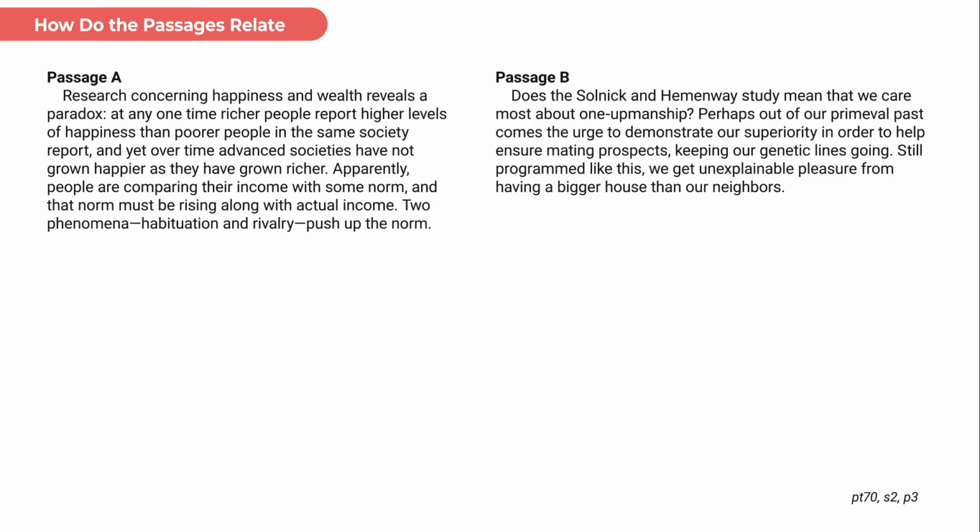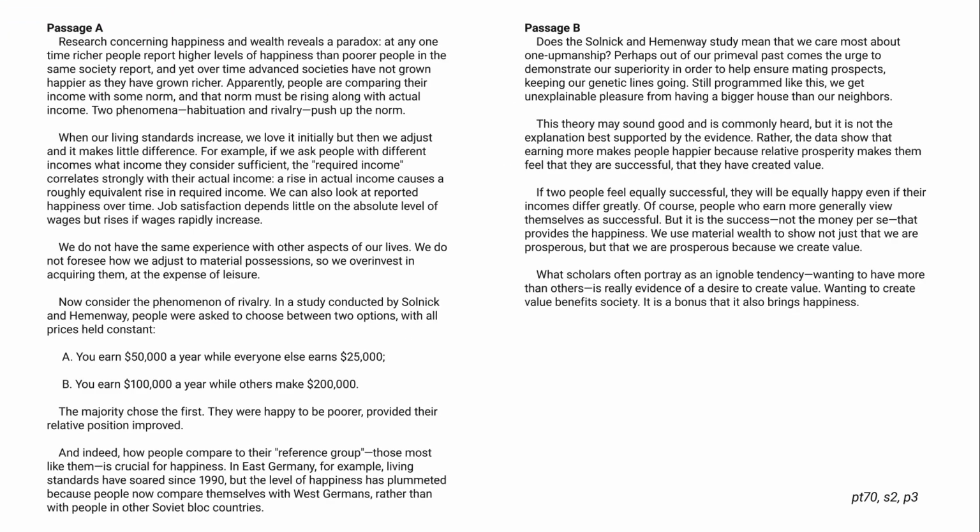This one was a little bit harder to figure out, right? There's a little bit of topic overlap because A is talking about rivalry and B is talking about trying to demonstrate our superiority. So it feels like maybe they're both talking about outdoing your rivals. But in reality, you'd have to read pretty far into this one to see how they connect. It's late in passage A when we bring up this study by Solnick and Hemingway, and passage B starts right away talking about that study. So this is a good example where the relationship really doesn't get clear until later on.